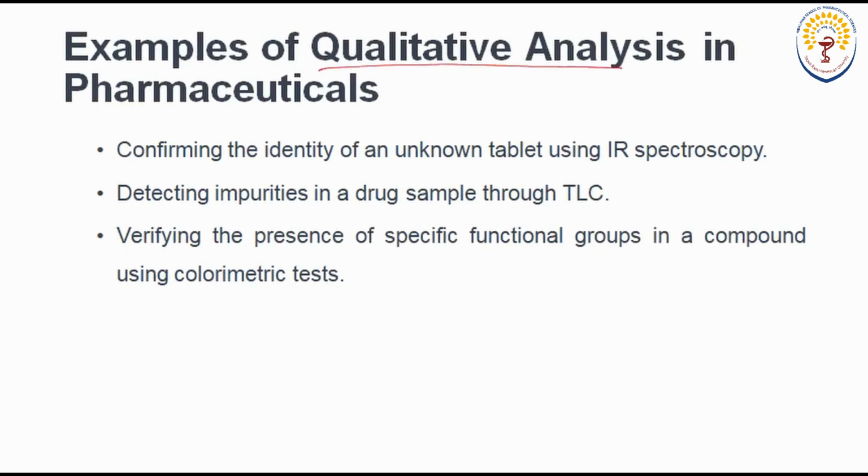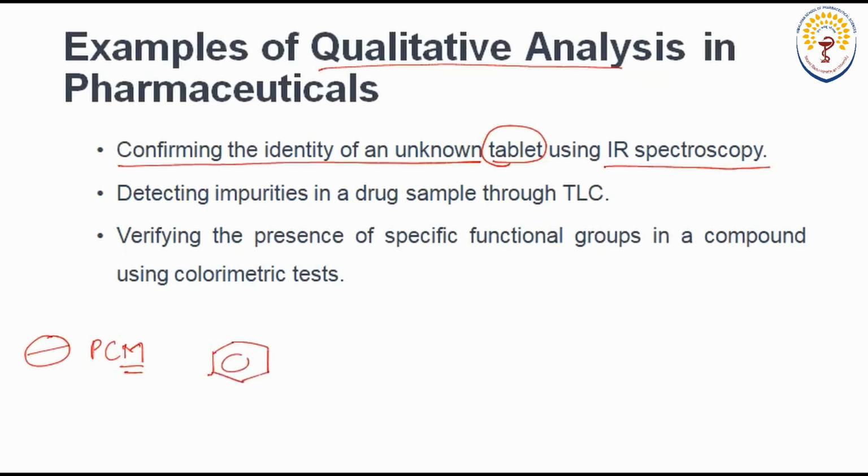Now the examples of qualitative analysis in pharmaceuticals. We can confirm the identity of an unknown tablet or capsule using IR spectroscopy. Say, for example, there is a tablet of paracetamol. Paracetamol is a para amino phenol derivative. This is NH, C double bond O, single bond CH3.